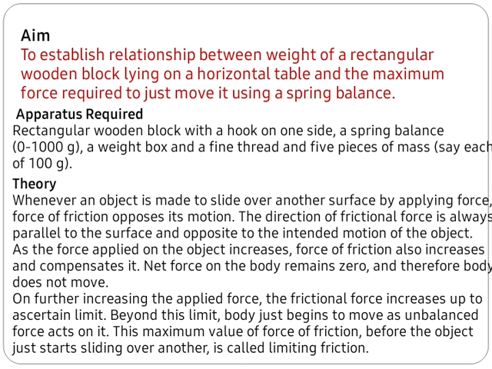The theory is: whenever an object is made to slide over another surface by applying force, the force of friction opposes its motion. It acts in the direction opposite to the applied force or the motion of the body. As the force applied on the object increases, the force of friction also increases and compensates it. Net force on the body remains 0 and therefore the body does not move.